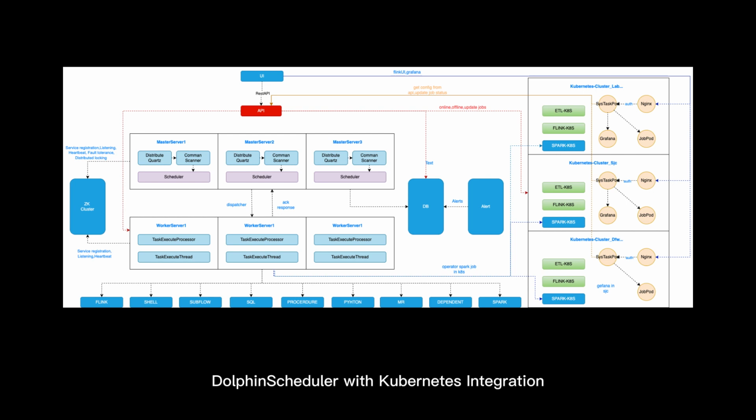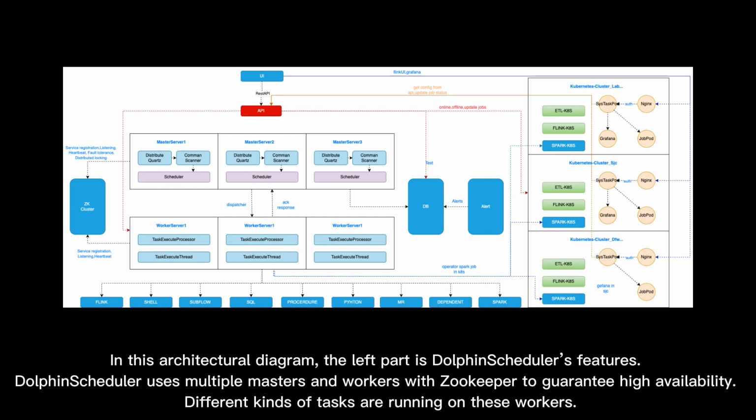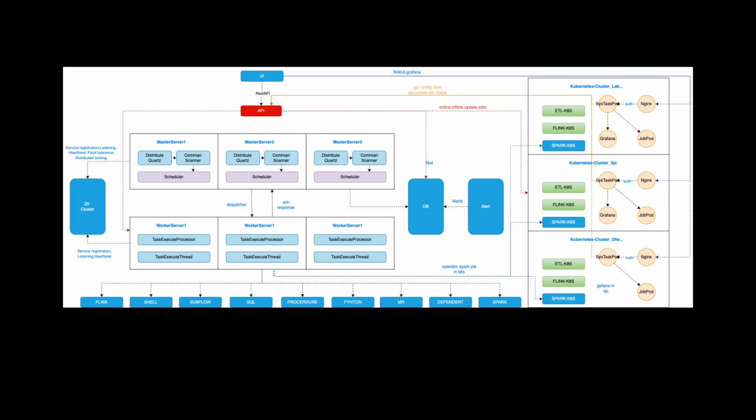DolphinScheduler with Kubernetes integration. In this architectural diagram, the left part is DolphinScheduler's features. DolphinScheduler uses multiple masters and workers with ZooKeeper to guarantee high availability. Different kinds of tasks are running on these workers.